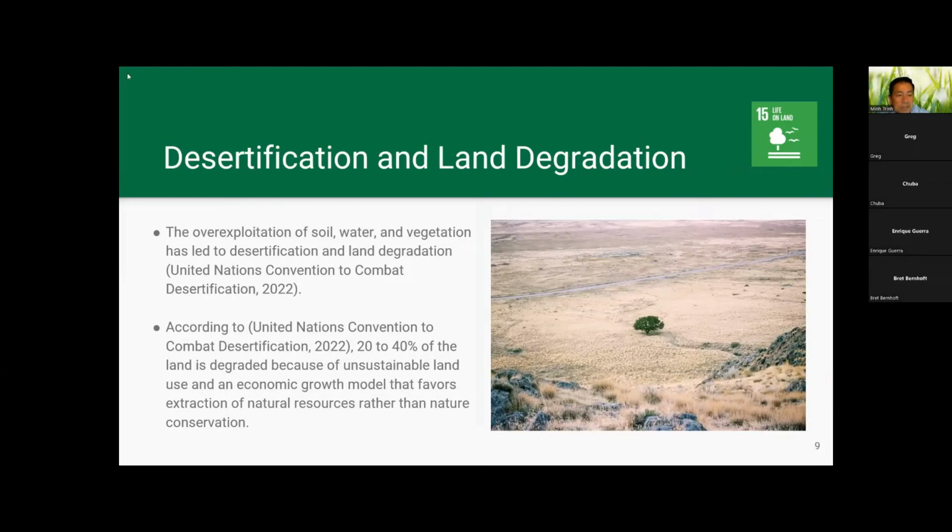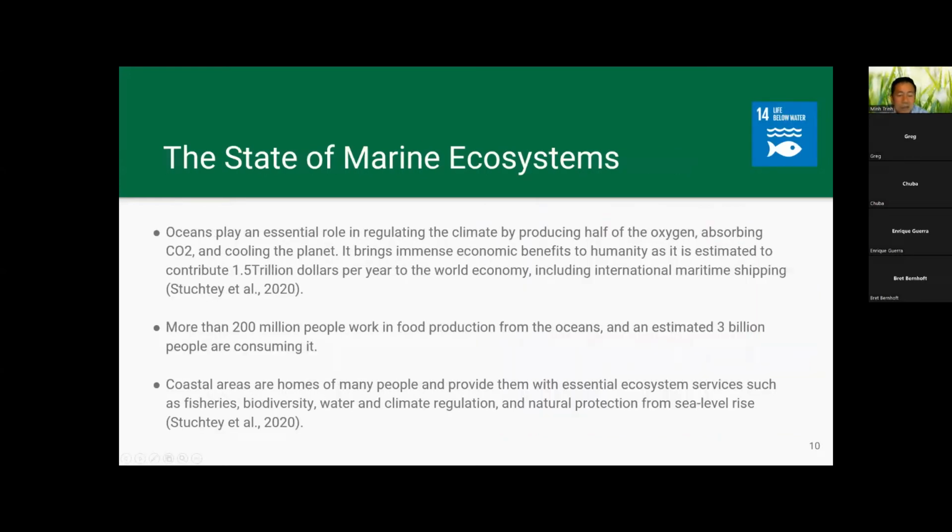This section is about desertification and land degradation. Our exploitation of soil, water, and vegetation has led to desertification and land degradation. As you remove all the trees and plant only one type of tree, it's not good for the soil. 20 to 40% of land is degraded because of unsustainable land use and an economic growth model that favors extraction of natural resources rather than nature conservation. This is not surprising. So now we talk about land.